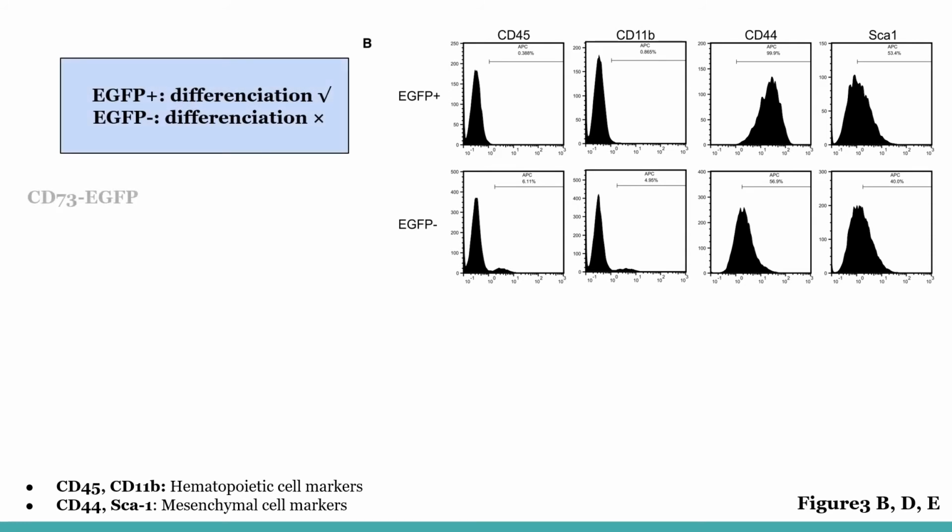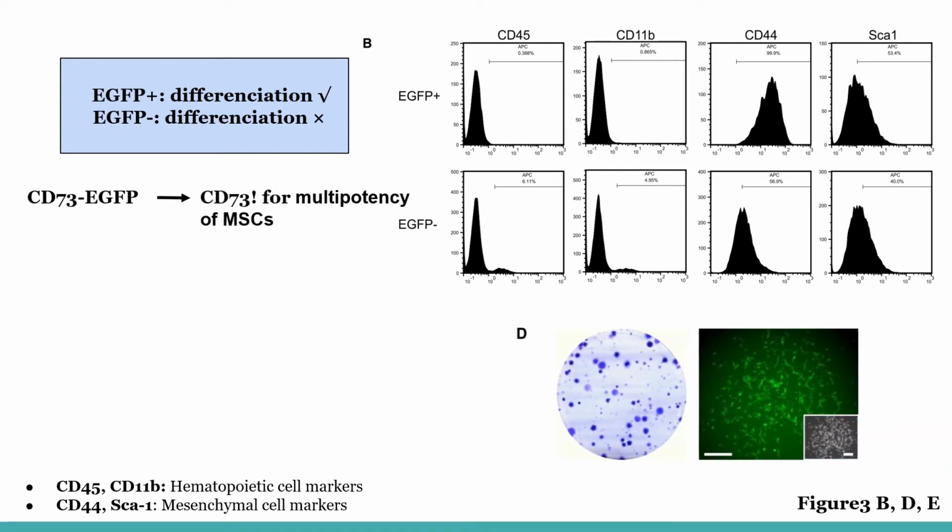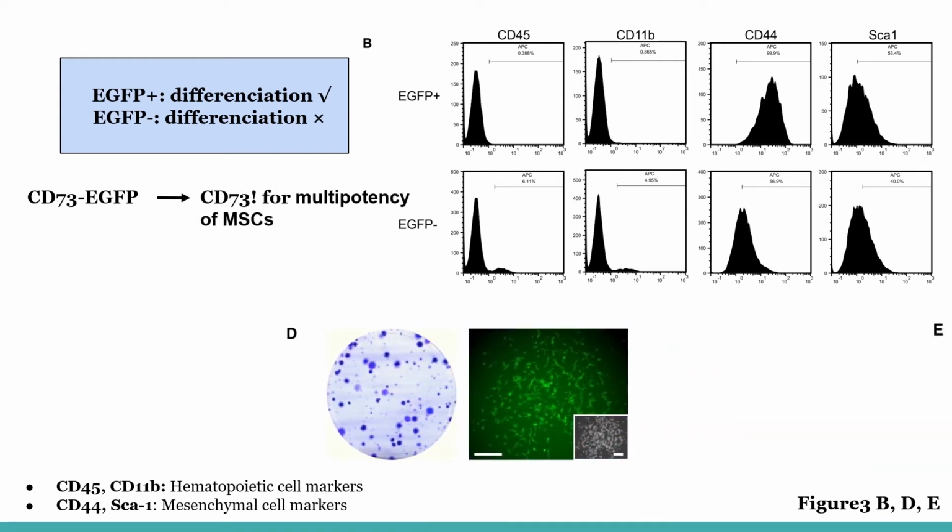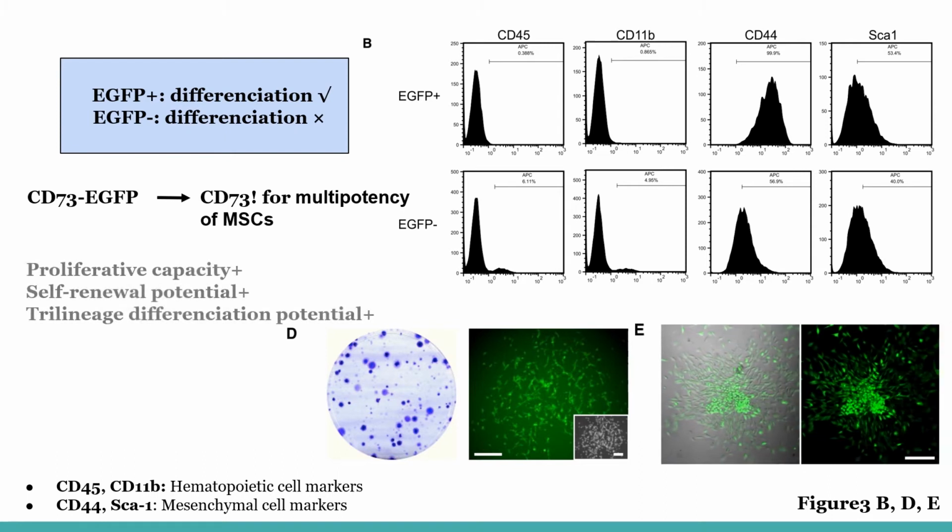They sorted the EGFP positive and negative MSC-like cells from this culture to see the MSC features. And as we can see in Figure B, the EGFP positive and negative cells have similar marker expression levels. But what is different is that the EGFP positive cells can differentiate, but the negative cells cannot, which indicates the CD73 molecule is very important for the multipotency of these MSC cells.